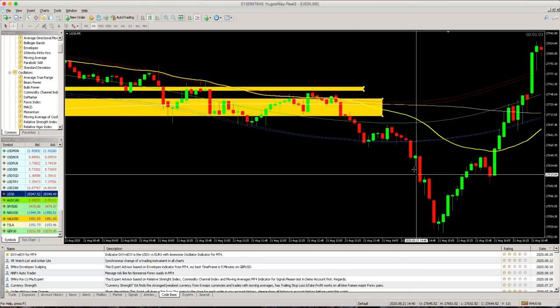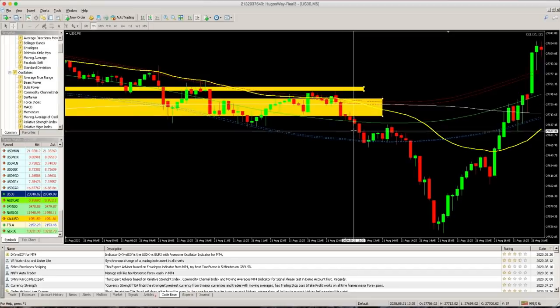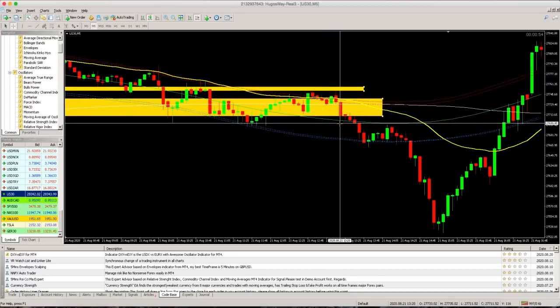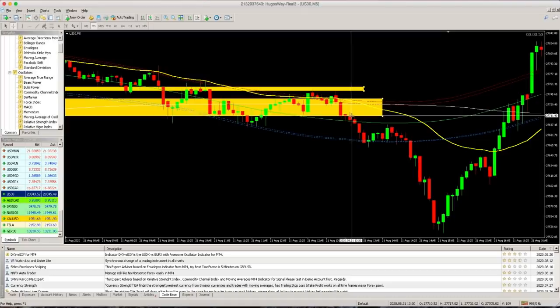So right here, it also closed under the 200. That's perfect. That's clear confirmation that we're really in a downtrend. It broke through two main structure levels, and it closed under the 200, and it closed under one of the main structure levels.